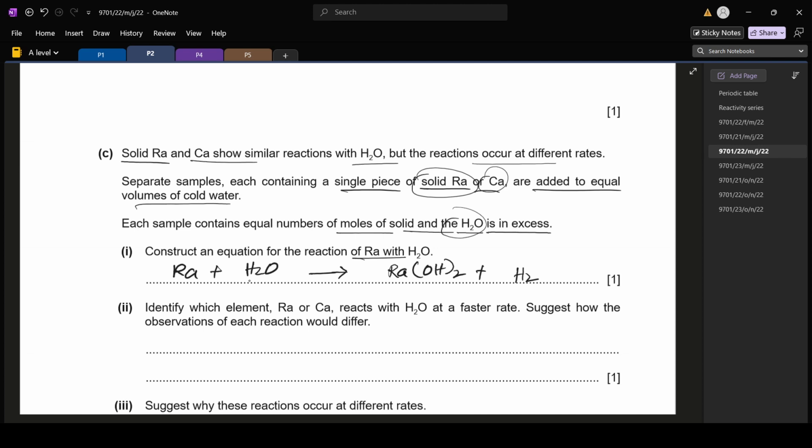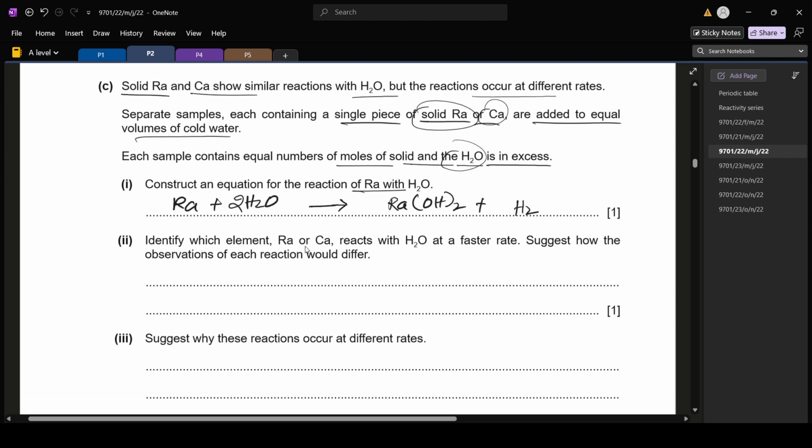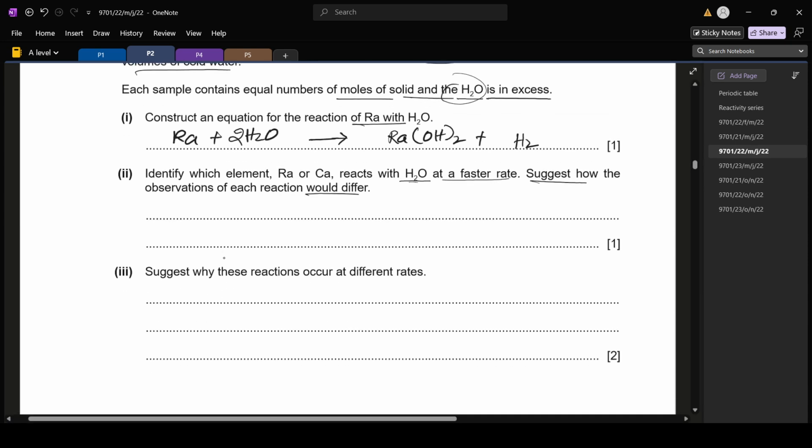Balance it. Identify which element, radium or calcium, reacts with water at a faster rate. Suggest how the observation of each reaction would be different. So radium would react more vigorously because down the group the shells increase, so there is more shielding, so it lowers the activation energy. So that's why radium will react more vigorously.